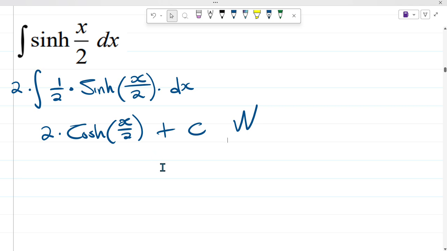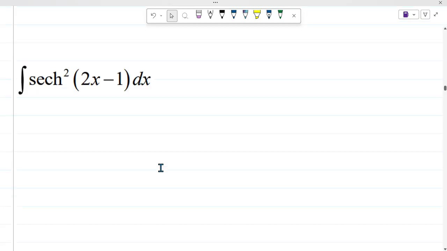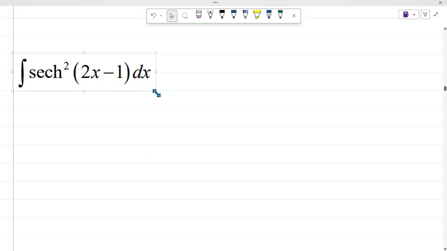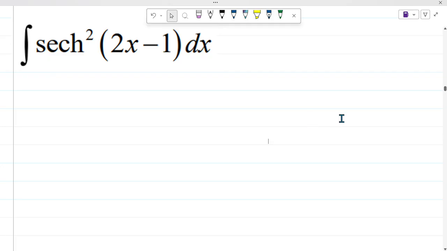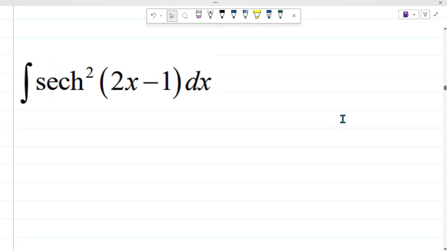It's very easy, right? I hope you got it, guys, because remember, whatever question I'm doing now, you are supposed to be pausing the video to try it before you see how I've done it. And then we have another question here. It's the integral of hyperbolic sec squared of 2x minus 1 dx.